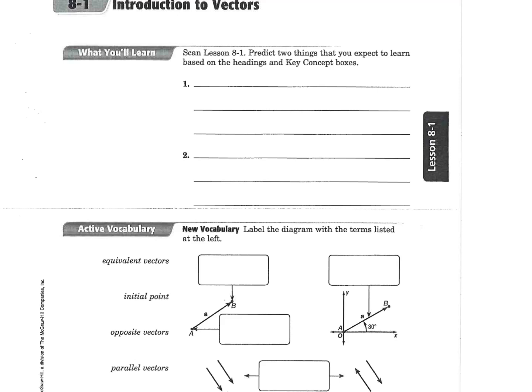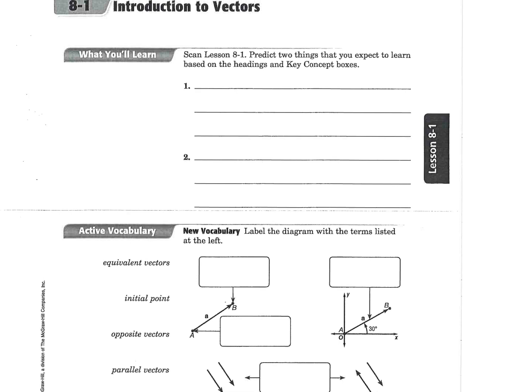Things we are learning today. Number 1, we are learning how to find the sum of two vectors. That's objective number 1. And objective number 2. Well, actually, for this, we're going to learn what we call the triangle method.